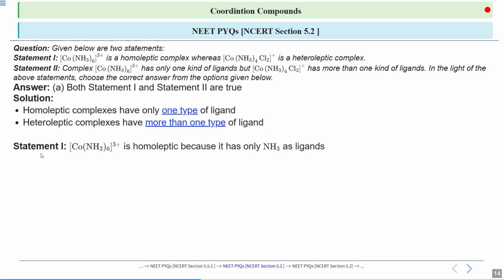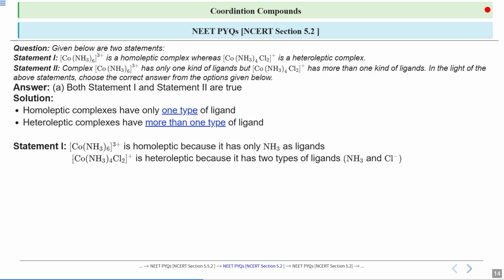If you observe statement 1, it says that [Co(NH3)6]3+ is a homoleptic complex. This is true because it has only ammonia as a ligand, right? So this complex is homoleptic, because only one type of ligand is present in it.